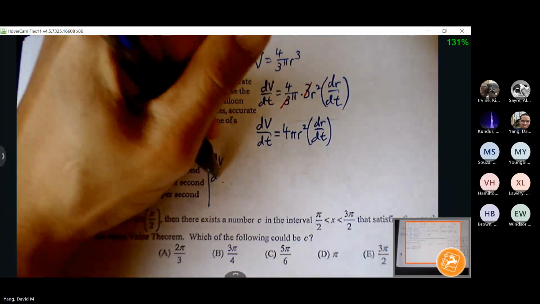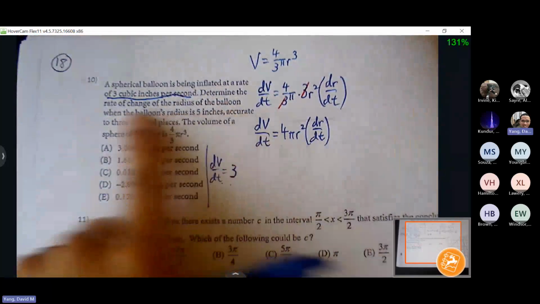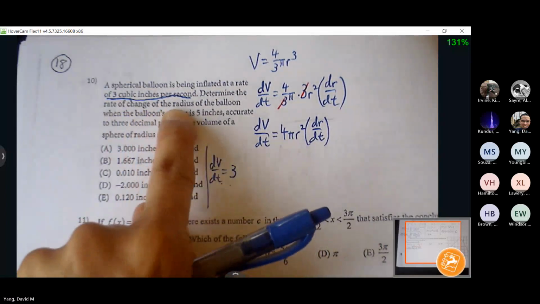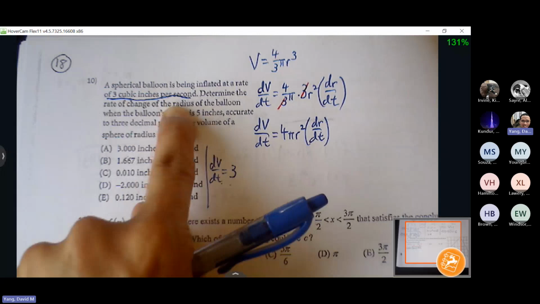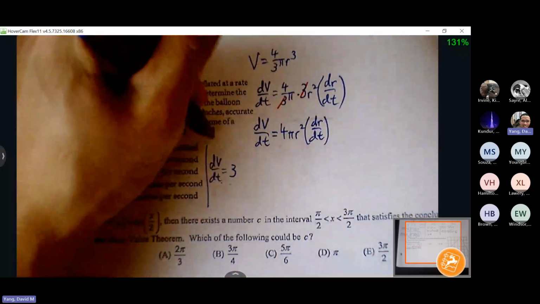Positive or negative? Positive. Determine the rate of change of the radius of the balloon. What are we looking for? dr/dt, right? You see the rate of change. We're not looking for just r, we're looking for dr/dt. That's the unknown.